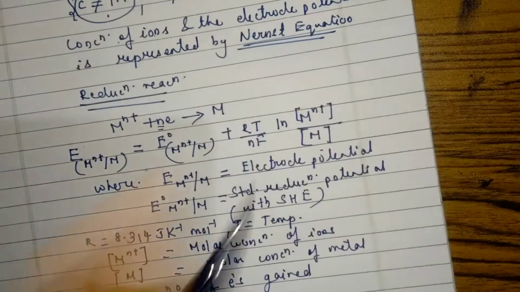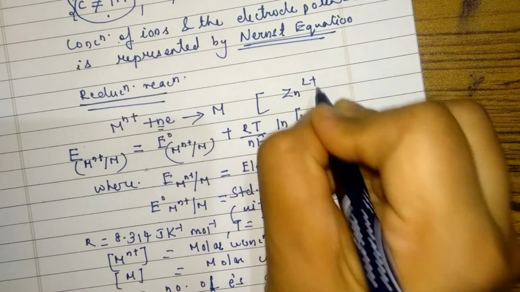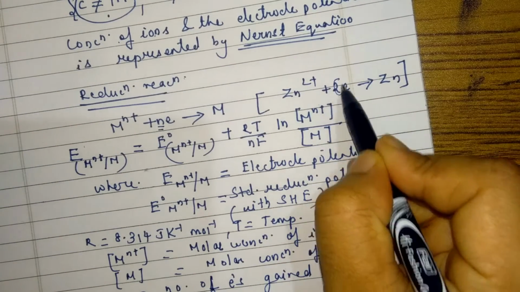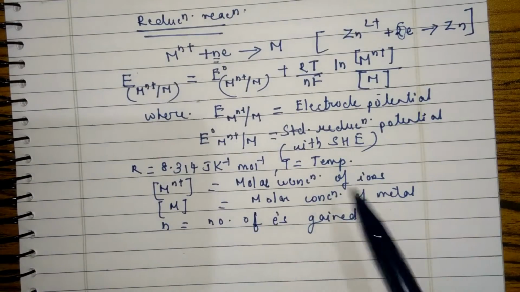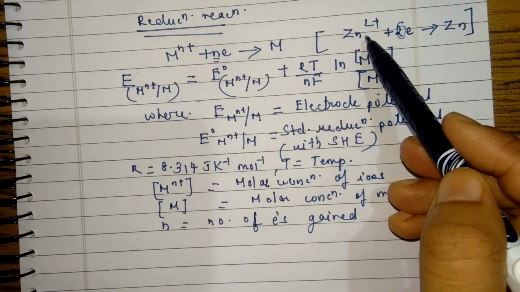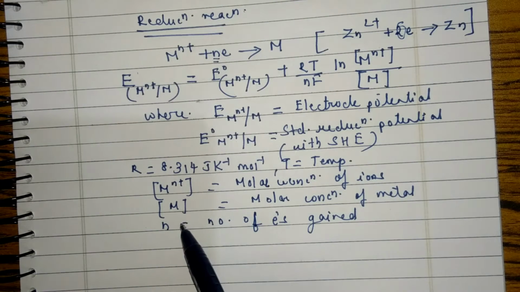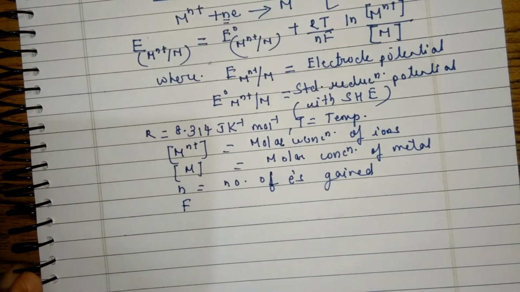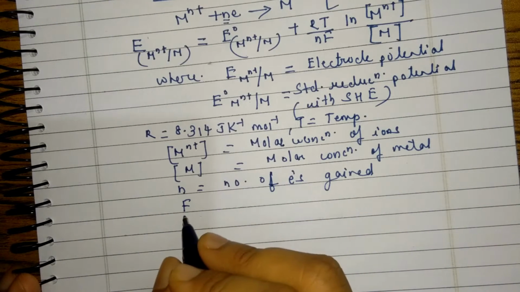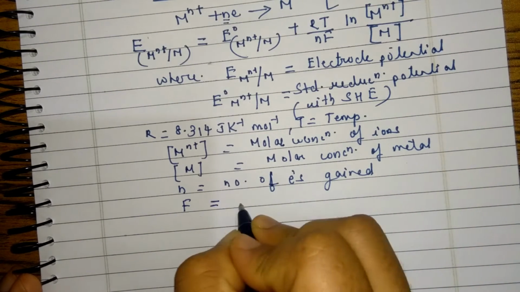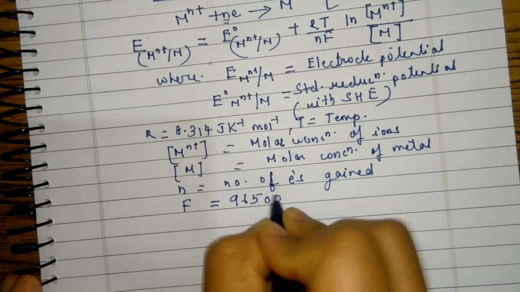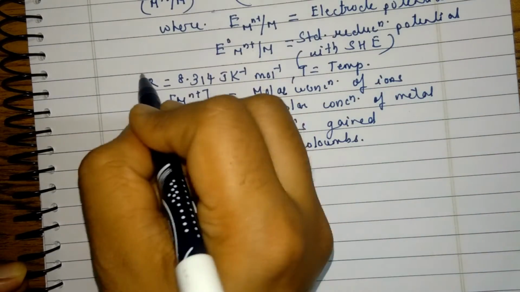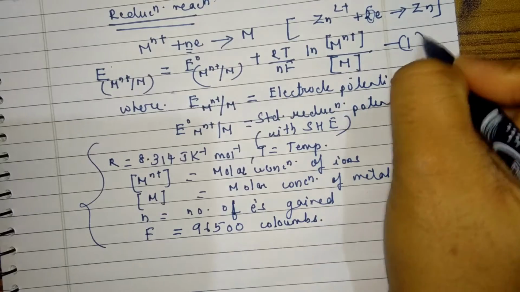For example, if we take the case of zinc, Zn2+ plus 2e- gives Zn. What is the value of n here? The value of n is 2 here. Similarly, the molar concentration of the ion is [Zn2+], and the molar concentration of the metal is [Zn]. One more term is there, that is F, which is the Faraday constant, represented as 96500 coulombs. Let this be our equation 1.